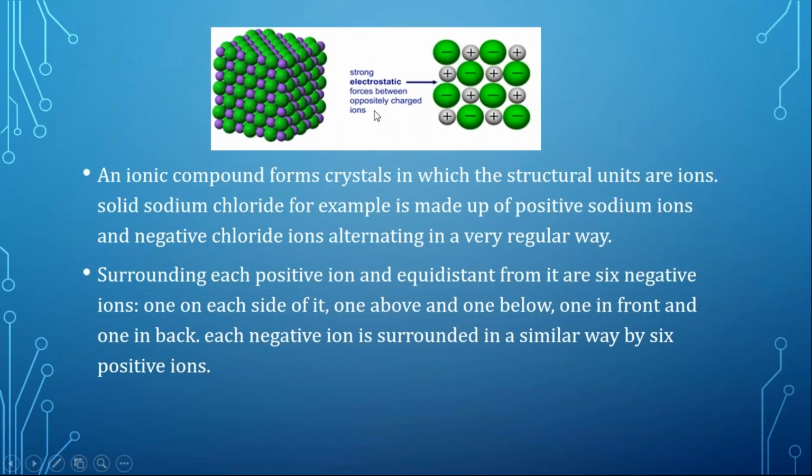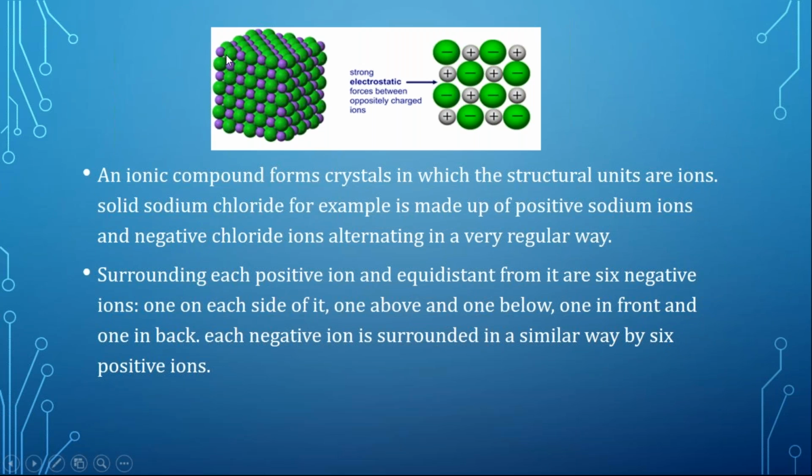So, first example we'll take ionic compounds. Example for ionic compound, sodium chloride. Yesterday we discussed. So think that positive is sodium and negative is chloride ions. An ionic compound forms crystals in which the structural units are ions. So solid sodium chloride is made up of positive sodium ions and negative chloride ions, alternating in a very regular way. So you can see this first structure, alternate.